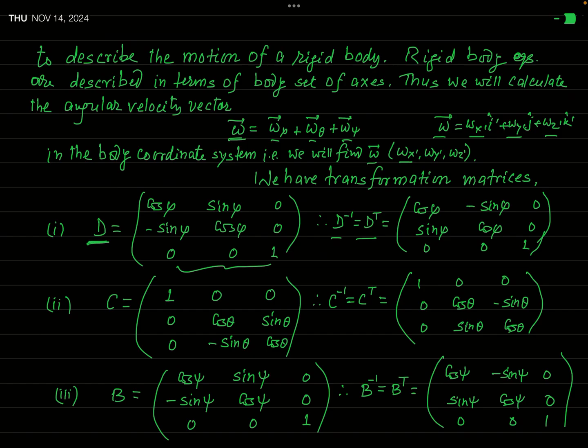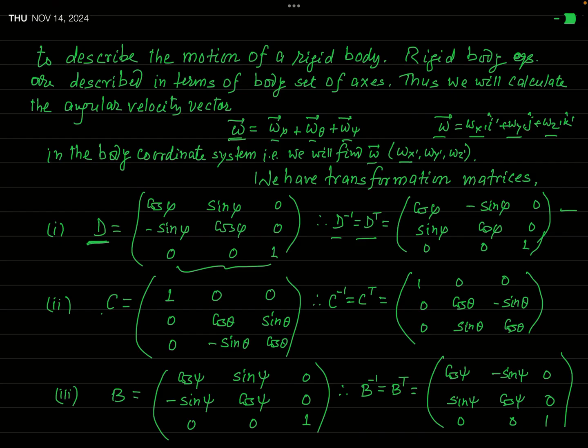So you can see this column has been made a row. This is cos phi, minus sin phi, 0. You can see it here. And similarly, the second column is made the second row and the third column is made the third row. In this way, you can find the transpose of this matrix, or the inverse of this matrix.